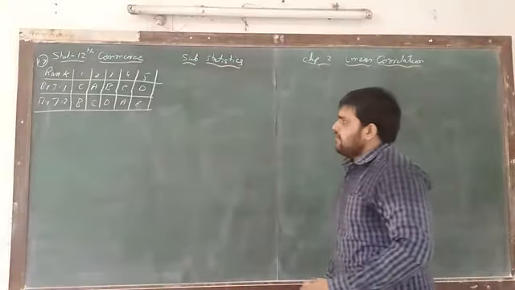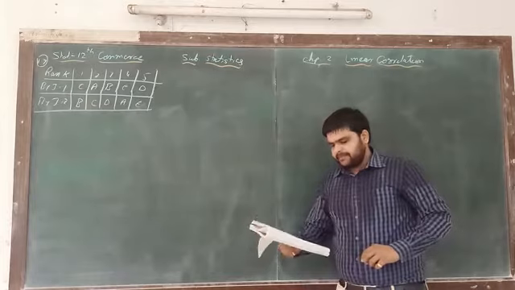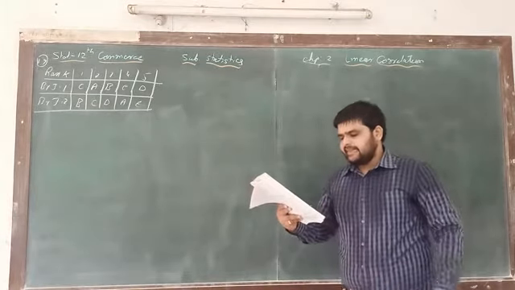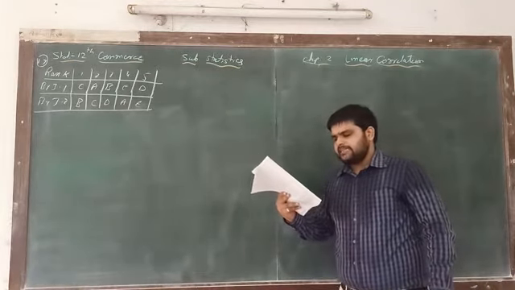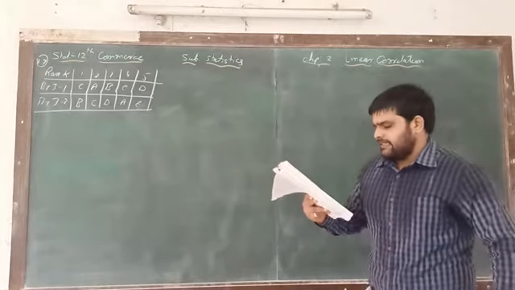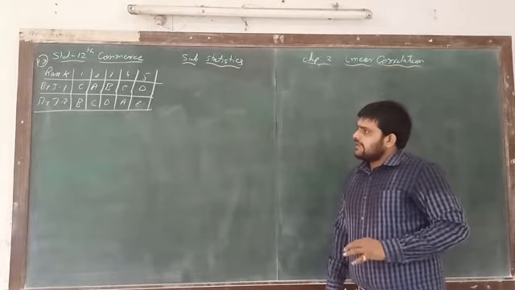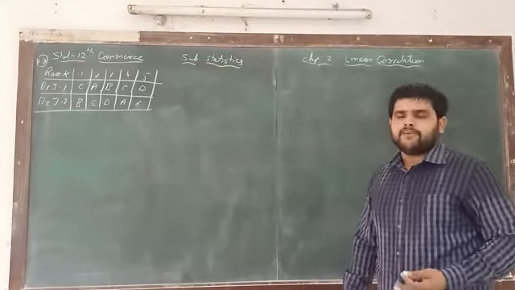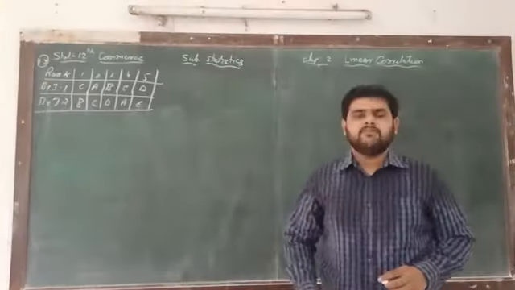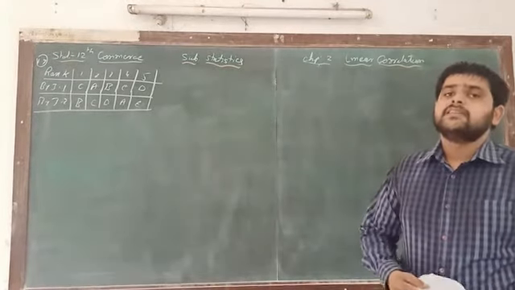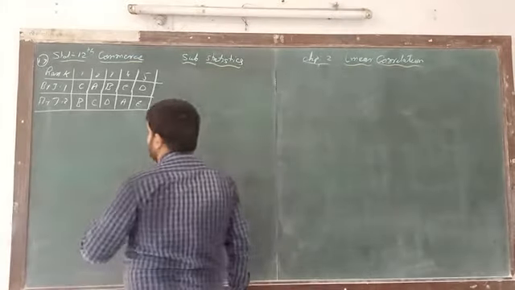After the completion of example number 18, now example number 19. The singing talent of 5 singers A, B, C, D, E was judged by 2 judges in a singing competition. The ranks assigned to the 5 singers are as follows. With the help of this information, we have to find the rank correlation using the Spearman rank correlation method.